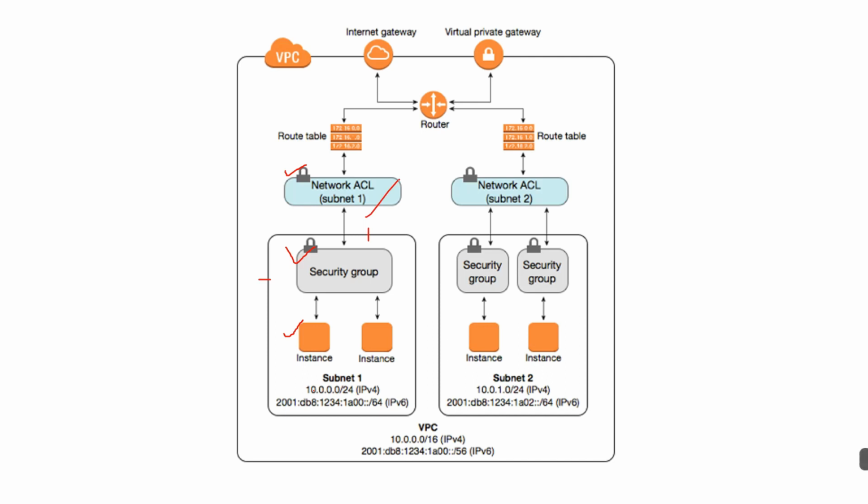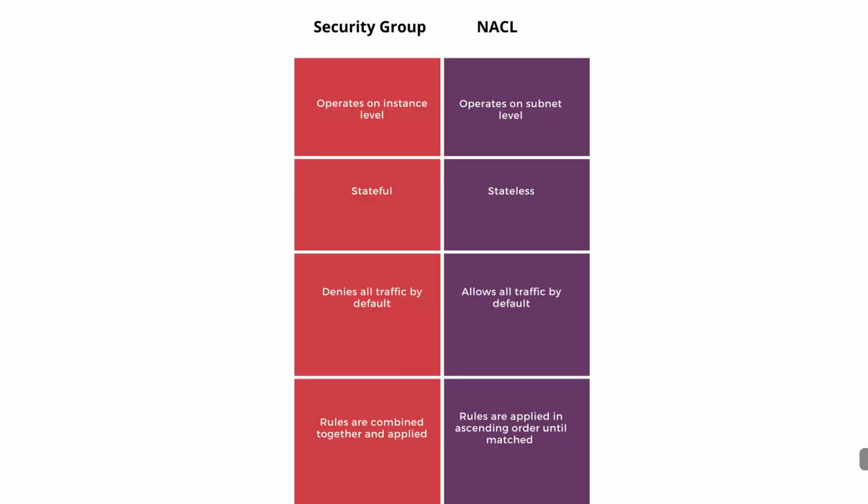So this is the second difference. We use two security layers here. One is the security group and another one is the network access control list, that is NACL. So the security group is the instance level security, and the NACL is the subnet level security, right? So let's go to the difference.